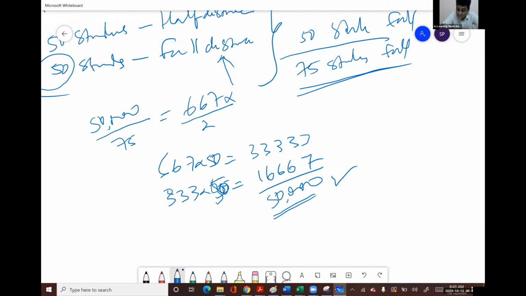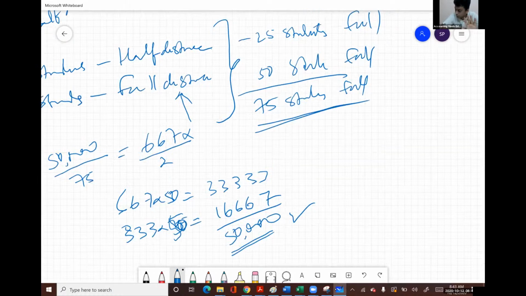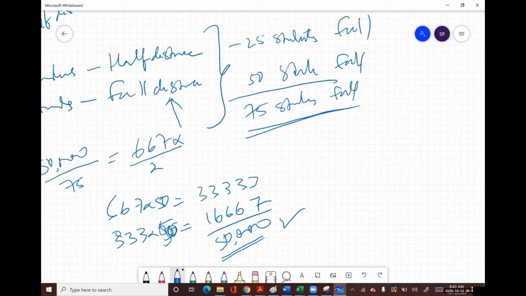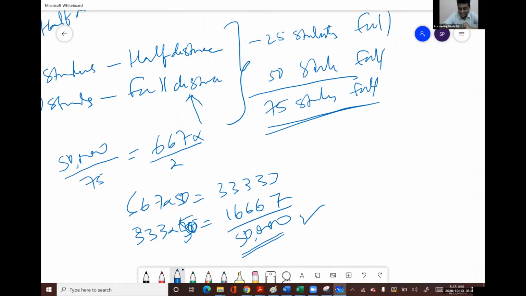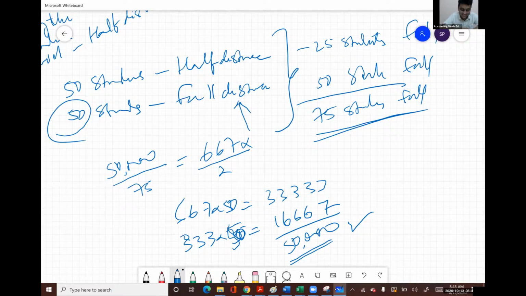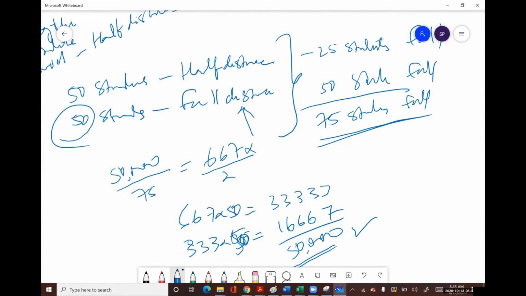Now you gave me this logic. Did you only give this 75 logic, or did you understand this? I understood, sir. But previously you did not give this logic. What logic did you give? I gave the half logic, sir. Half logic means what? 50 half students means 100 full students, sir.